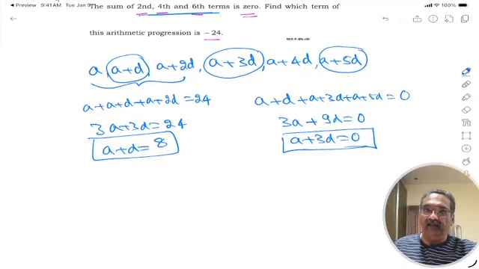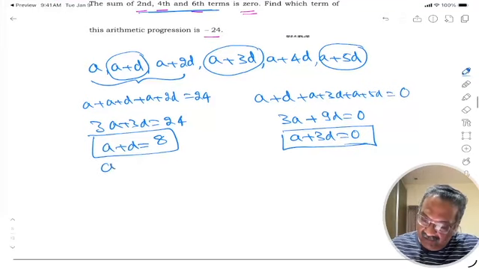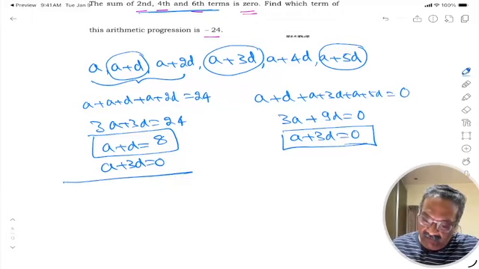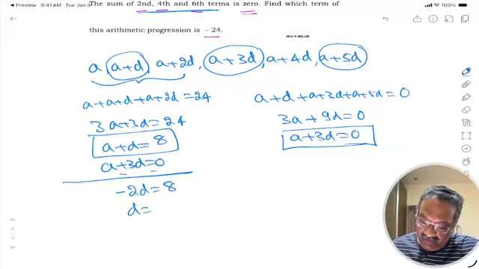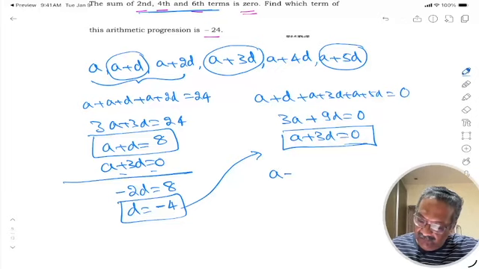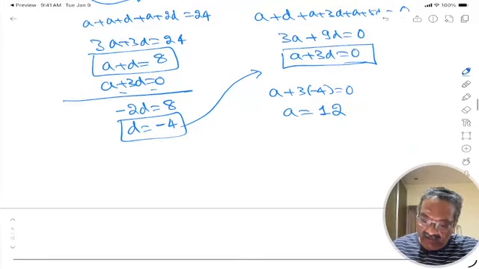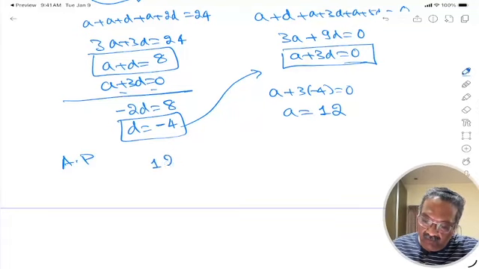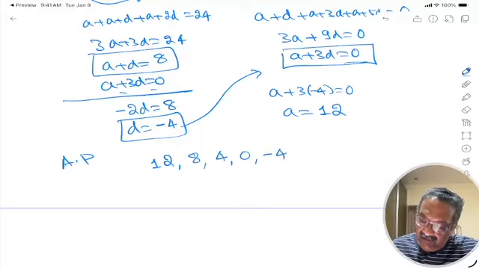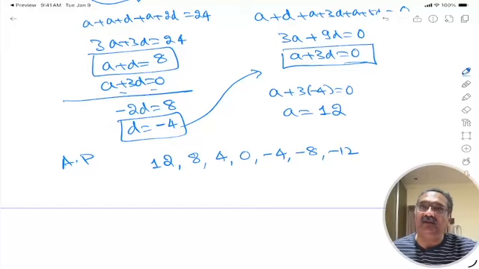This is a very simple way. I made it complicated earlier. So a plus 3d is 0. If you subtract, we get minus 2d is equal to 8. So d is equal to minus 4. Now if you substitute this here, you get a plus 3 into minus 4 is 0. So a is equal to 12. Okay, so the AP is 12, 12 minus 4 is 8, 4, 0, minus 4, minus 8, minus 12.